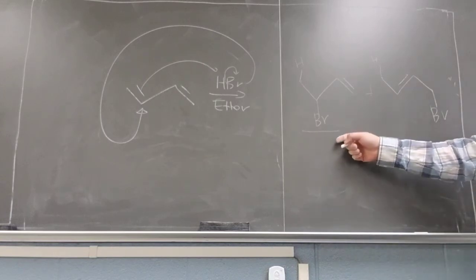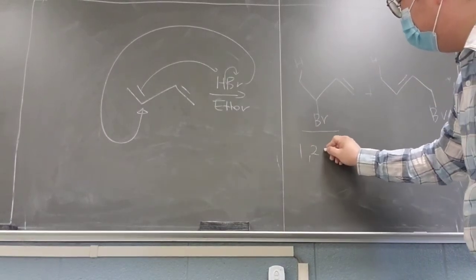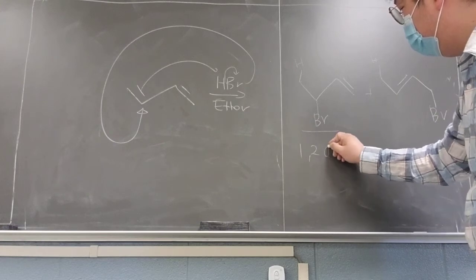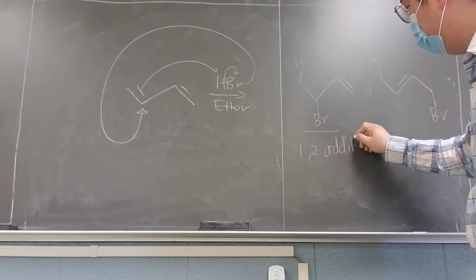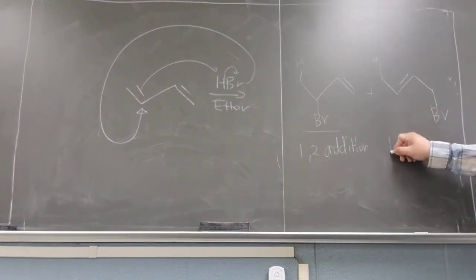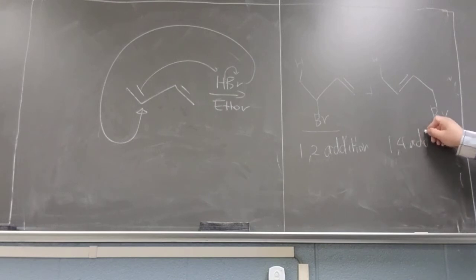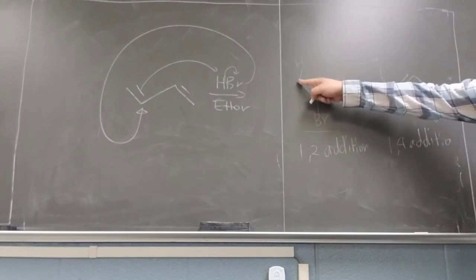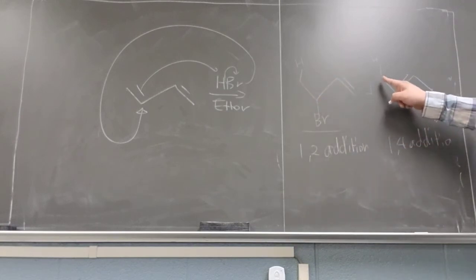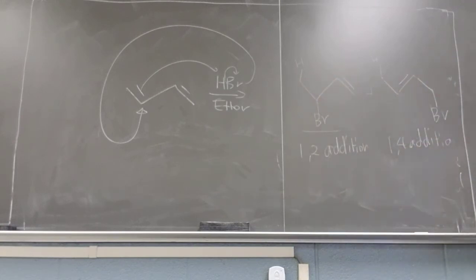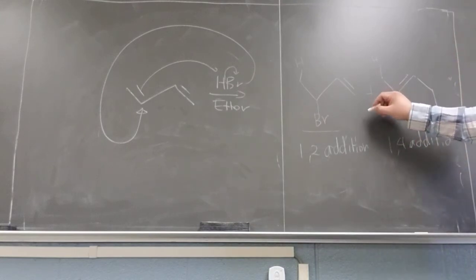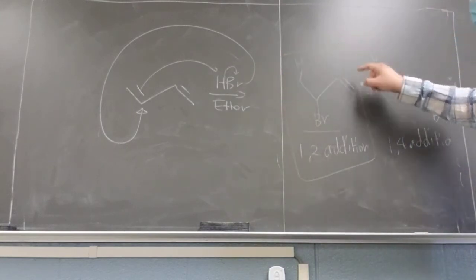So this is what we call 1-2 addition, and this is what we call 1-4 addition. It's a different position of the carbon. So it was added at 1 and 2, but in this product it's 1 and 4. So you know why it happened for sure, so I'm not going to explain this one.